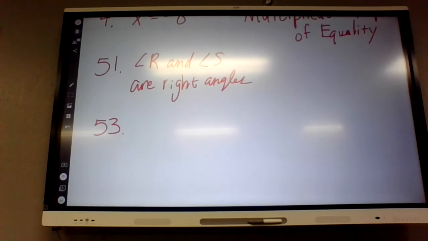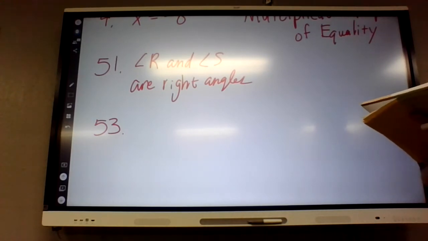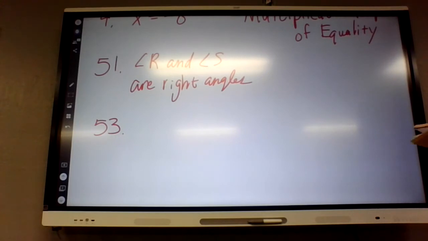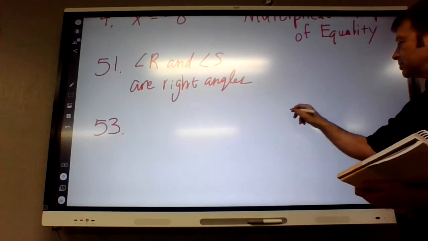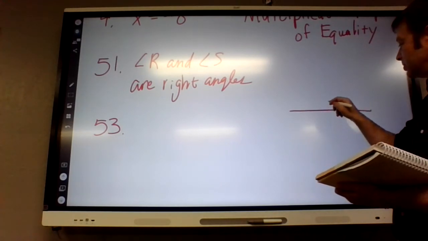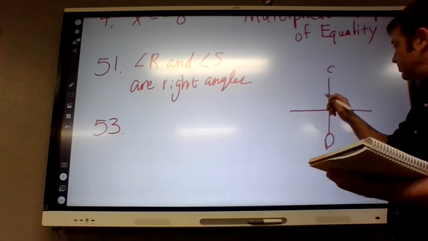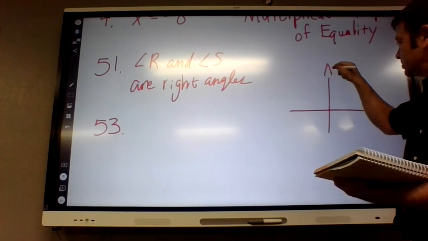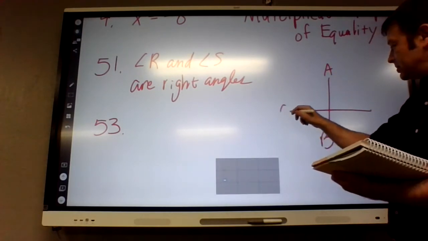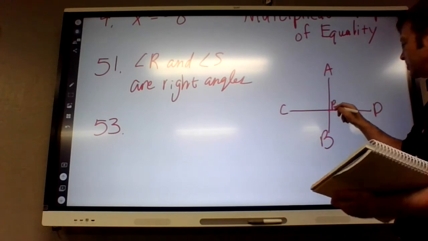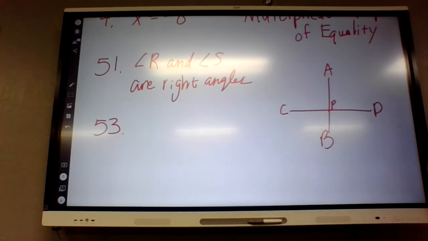All right, 53, they give us the first line. Segment AB bisects segment CD at point P. Then what do we know? Segment CD bisects segment, no, AB, I said it backwards. AB bisects segment CD at point P. What do we know by definition of segment bisector?